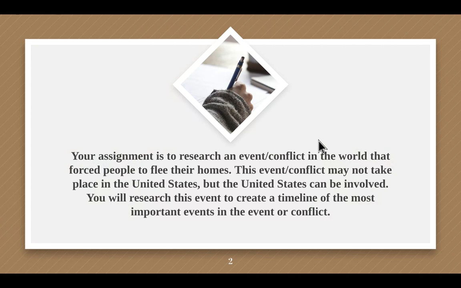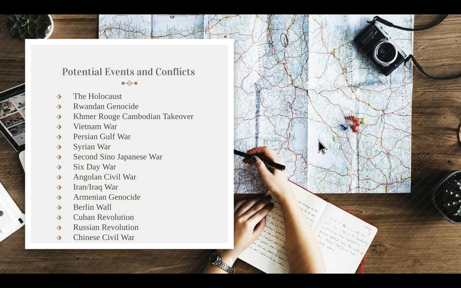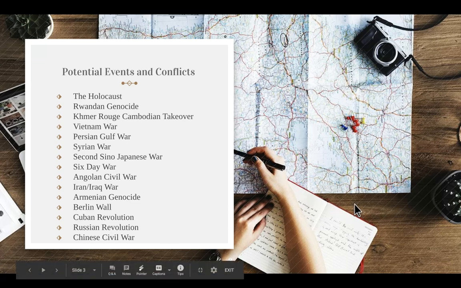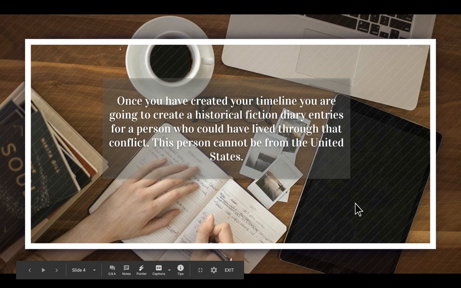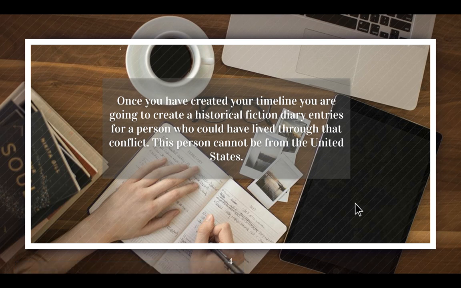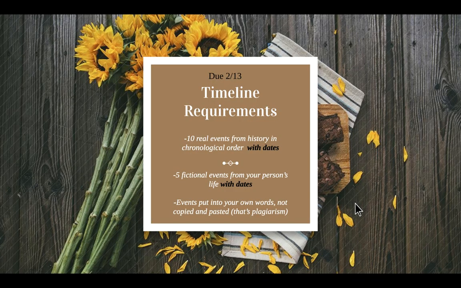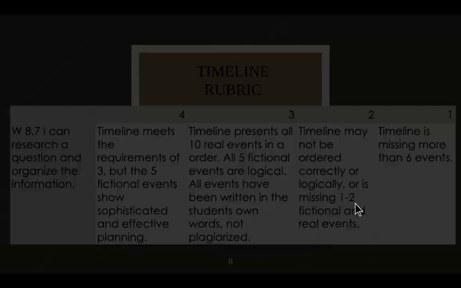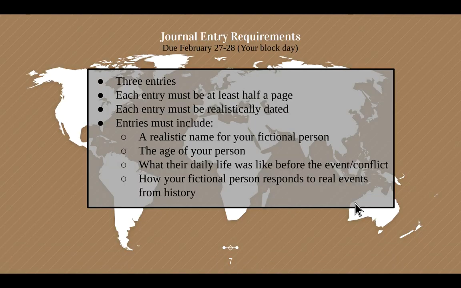Up until this point, you researched a conflict in the world that did not take place in the United States. So it was one of these conflicts, or it could be another one. It didn't just have to be those. And then you created your timeline with 10 historical events and 5 fictional events for your historical fiction person.